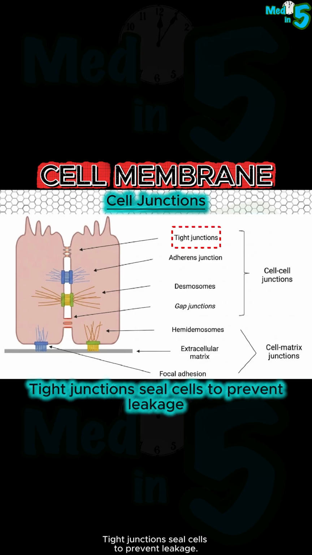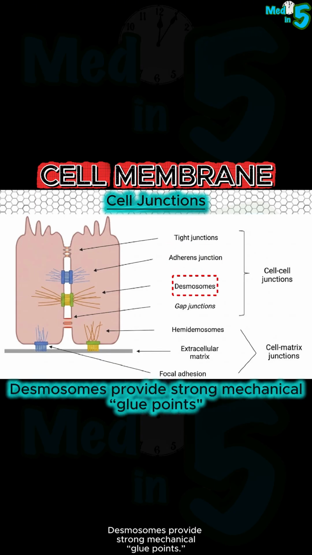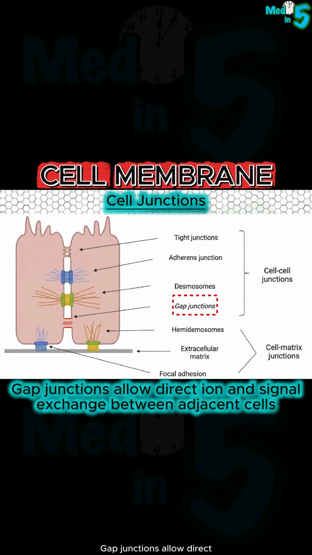Tight junctions seal cells to prevent leakage. Adherens junctions link actin filaments for structural support. Desmosomes provide strong mechanical glue points. Hemidesmosomes anchor cells to the basement membrane. Gap junctions allow direct ion and signal exchange between adjacent cells.